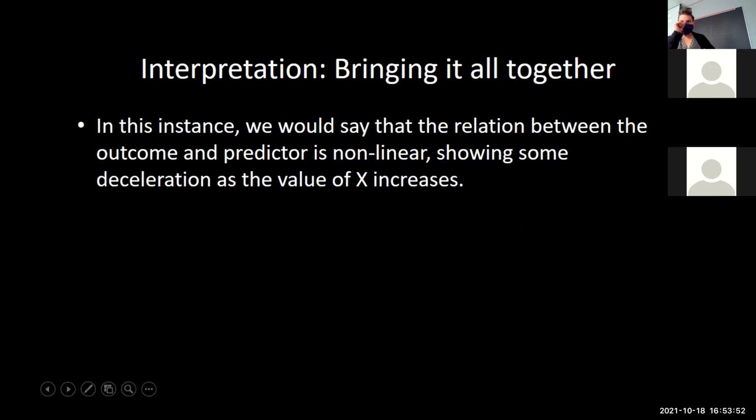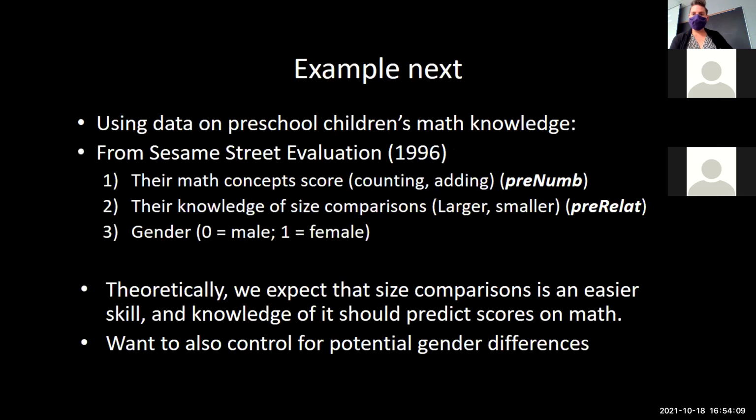Okay. So in this instance, we would say that the relation between the outcome and the predictor is nonlinear, that it shows some sort of deceleration as the value of x increases. So let me give an example where this has come up in the work that I've read before. I've used data on preschool children's math knowledge, from a study of the Sesame Street TV show. It was an evaluation of the Sesame Street TV program.